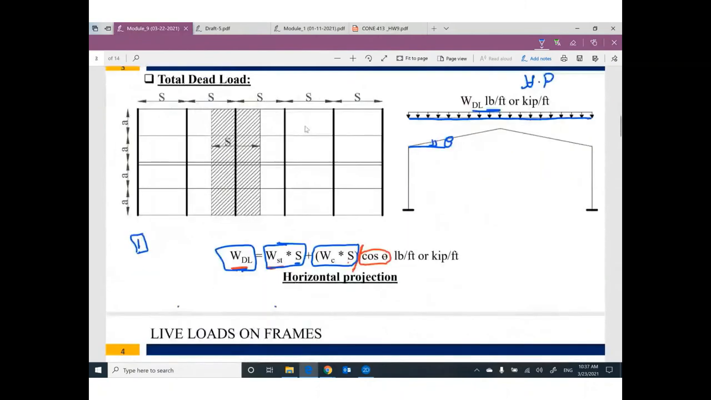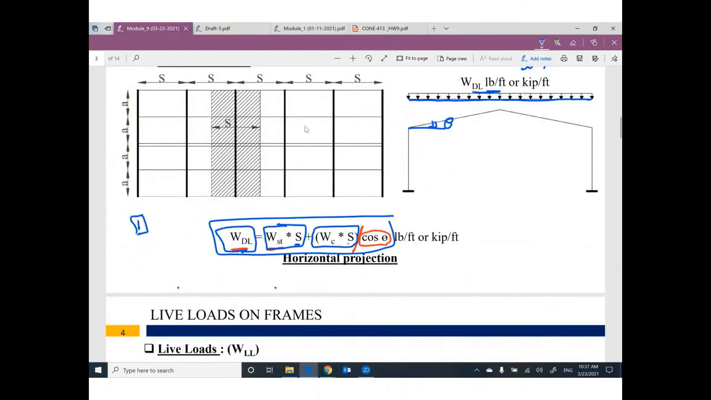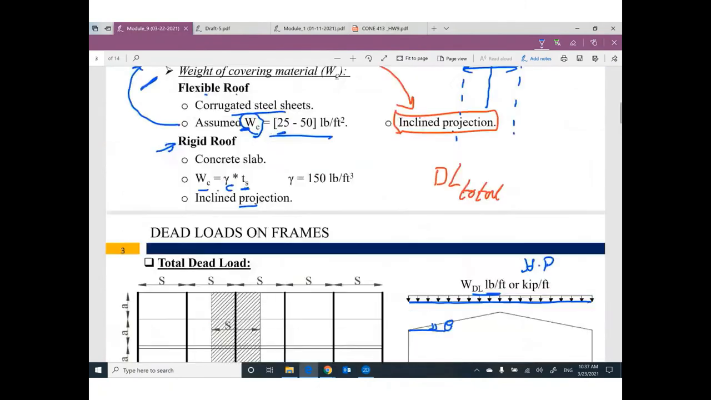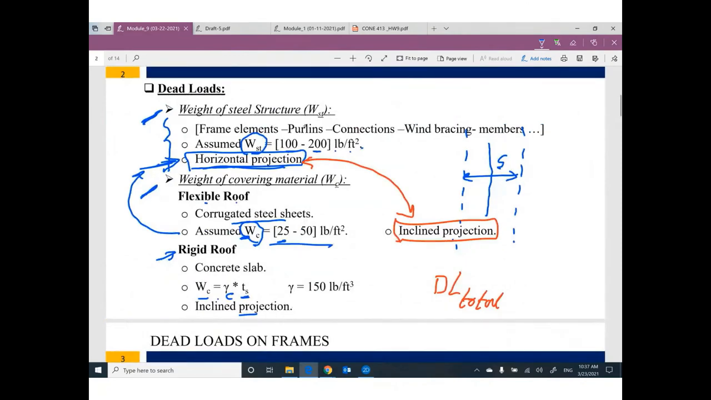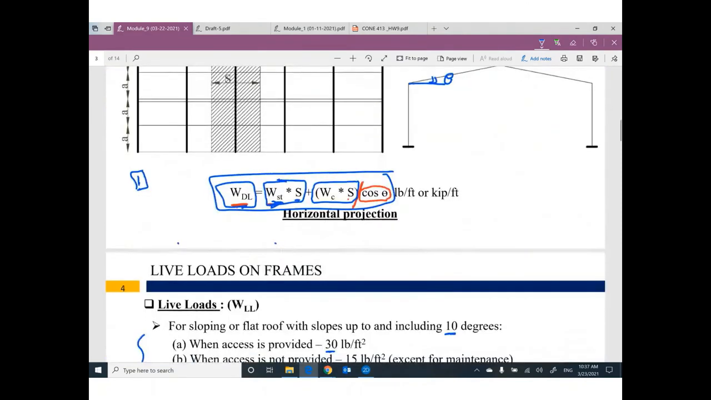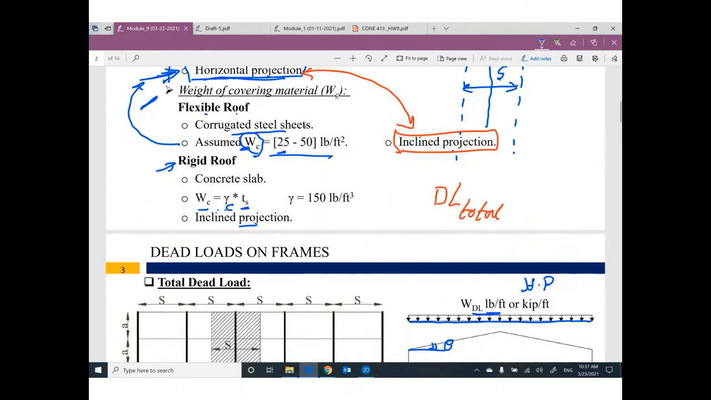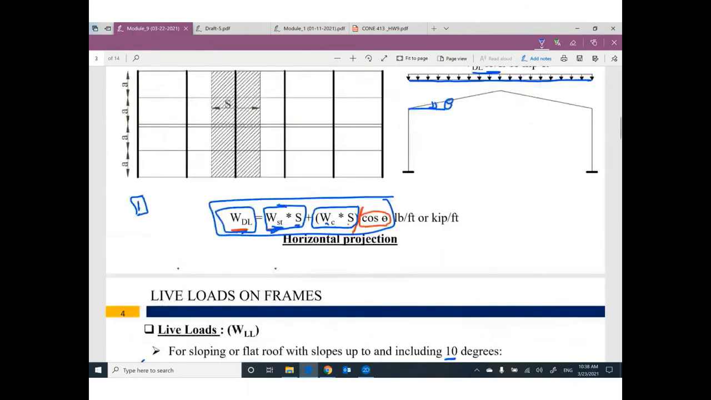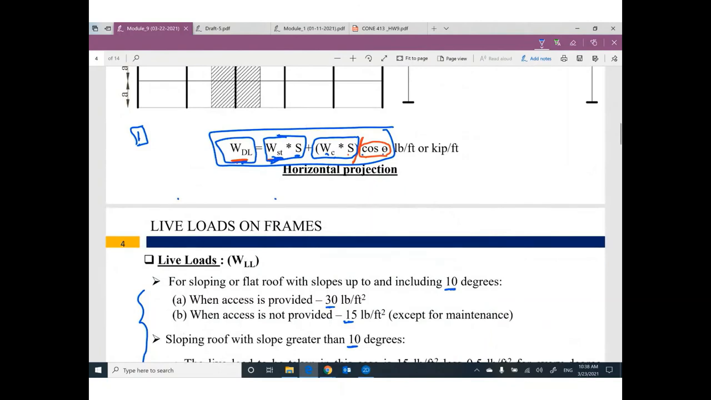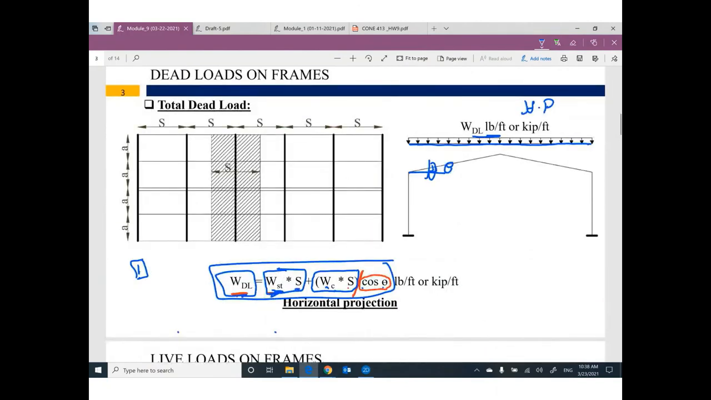For dead load, for example, you have this equation. W steel or W structure, you can assume between 100 and 200. W concrete, you can get it from gamma concrete times thickness, or you can assume it based on what is the type of roof. And the cosine theta is the angle of slope here. Once you set up your values, you can get W dead load.